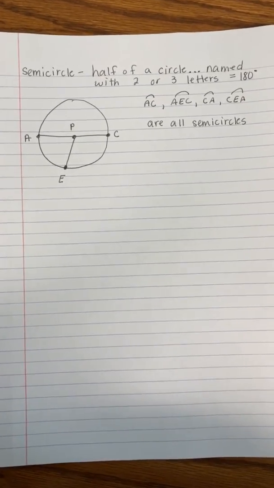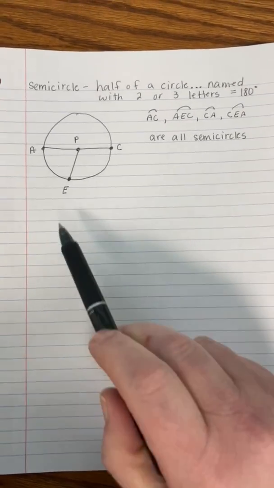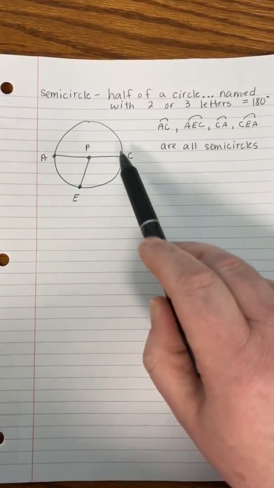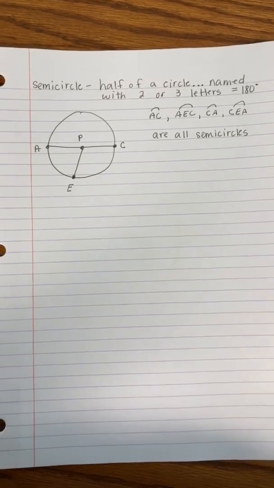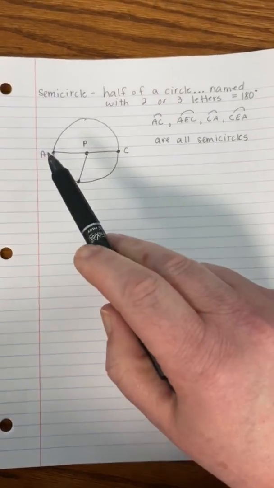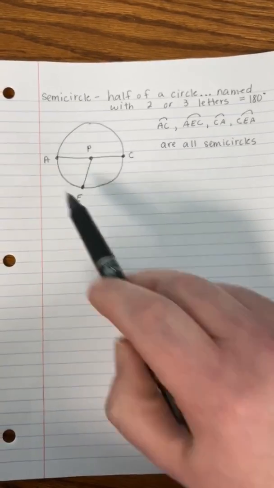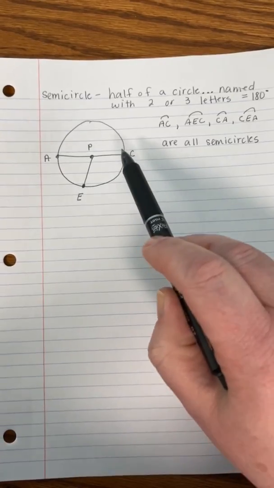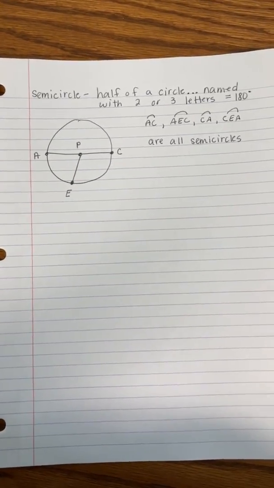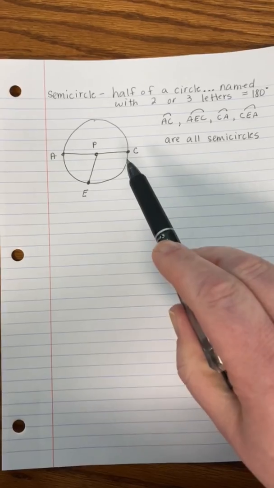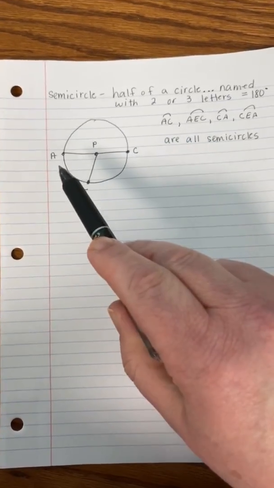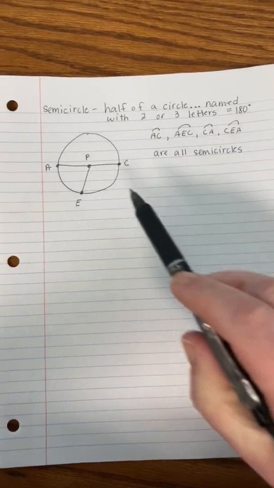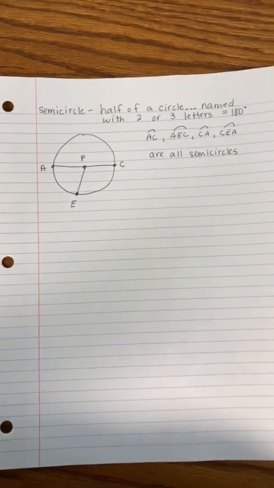So I listed 4 possible semicircles on this one. So A to C, and you can either go that direction or this direction, because that's the diameter. So both of those are semicircles. So A to C this way or A to C that way. AEC, so A to E to C, that would be a semicircle. All right, C to A, go in this direction or this direction, okay? And then C to E to A would also be a semicircle.